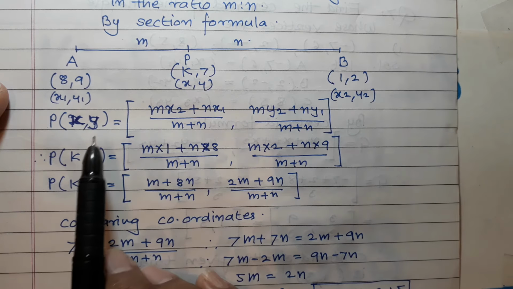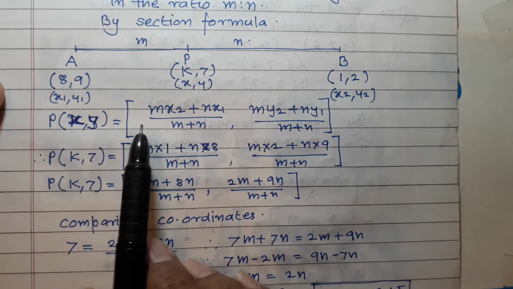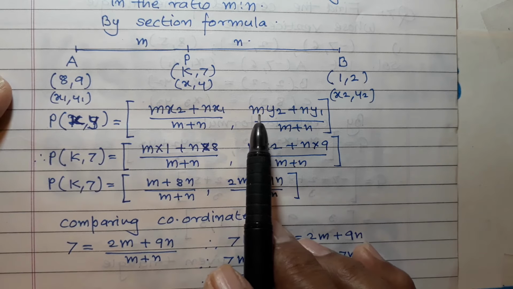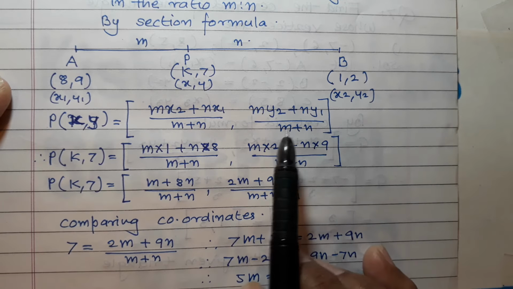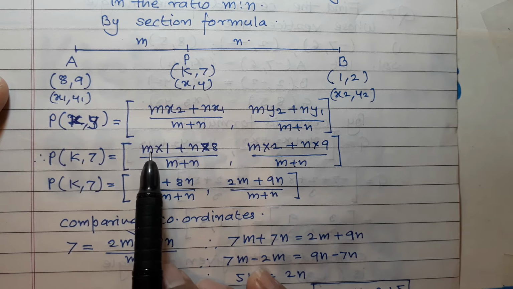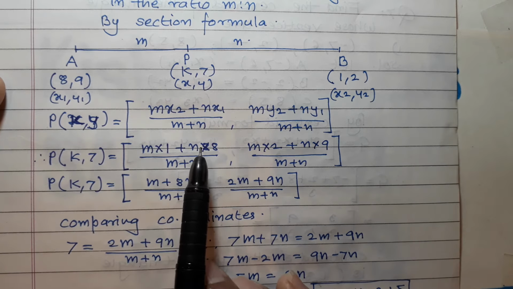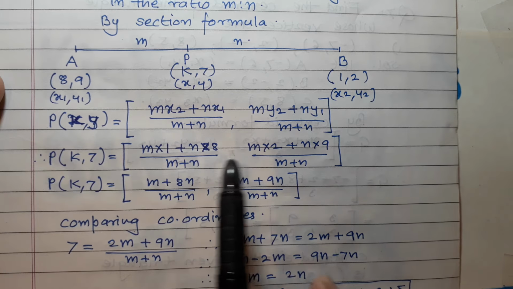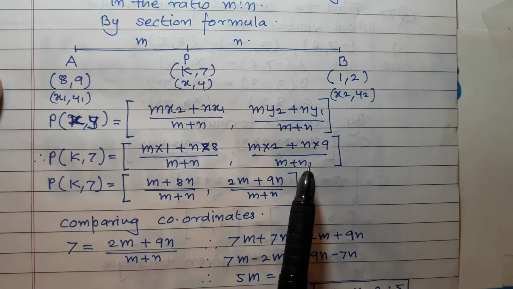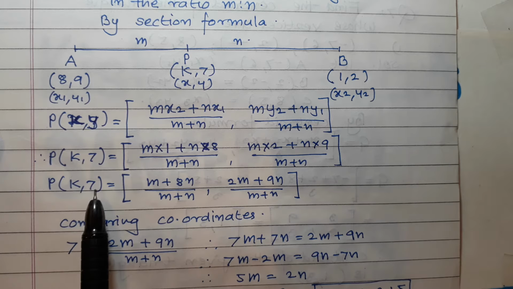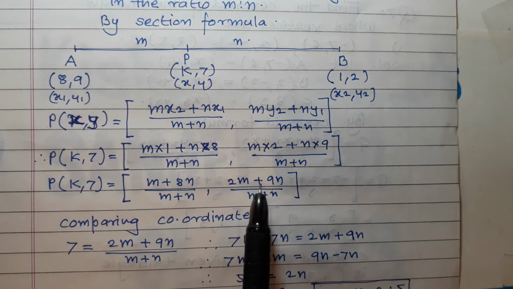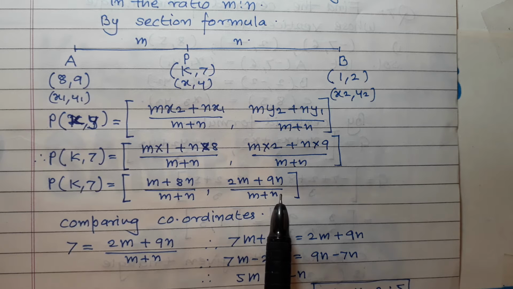Okay. Now by the section formula, P(x, y) is equal to (m x2 plus n x1) upon (m plus n), (m y2 plus n y1) upon (m plus n), and therefore P(k, 7) is equal to (m into 1 plus n into 8) upon (m plus n), (m into 2 plus n into 9) upon (m plus n), and therefore P(k, 7) is equal to (m plus 8n) upon (m plus n), (2m plus 9n) upon (m plus n).